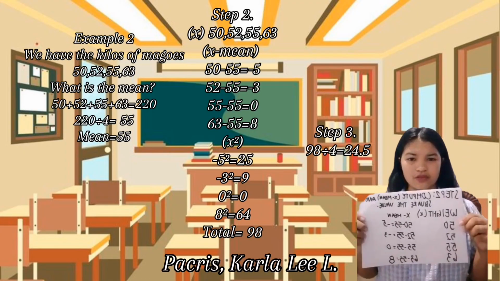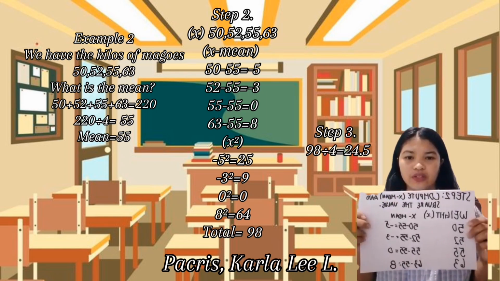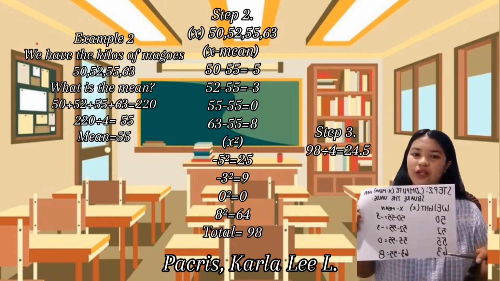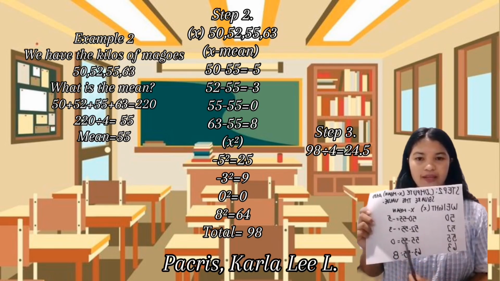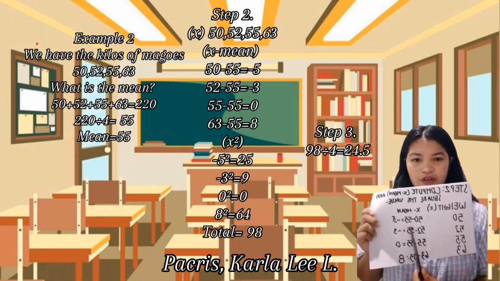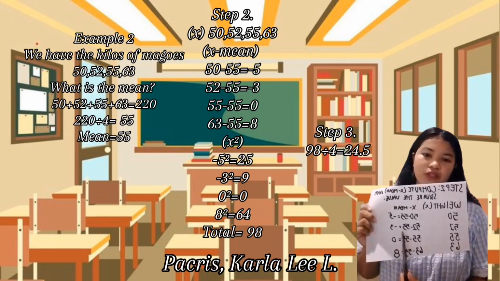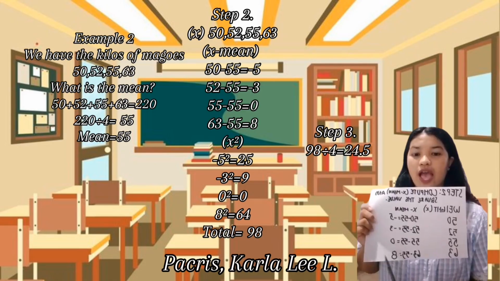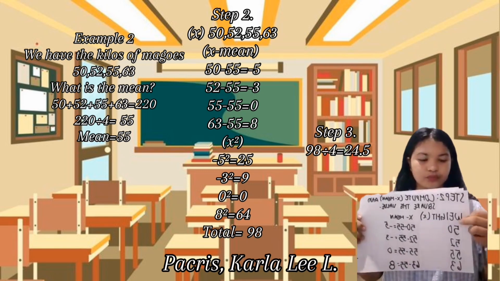For our second step, we need to compute the difference between the data and the mean and square the value. So here are the weights of the mangoes: 50, 52, 55, and 63, and the mean. We need to subtract it. 50 minus 55 is equal to negative 5, and 52 minus 55 is equal to negative 3, and 55 minus 55 is equal to 0, and 63 minus 55 is equal to 8.